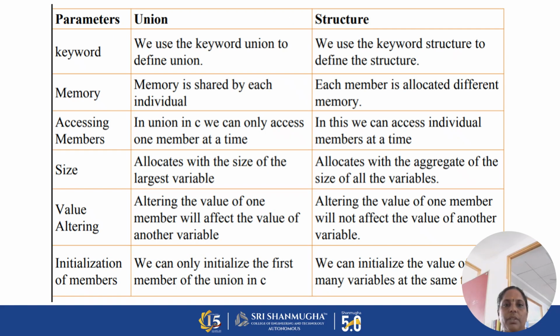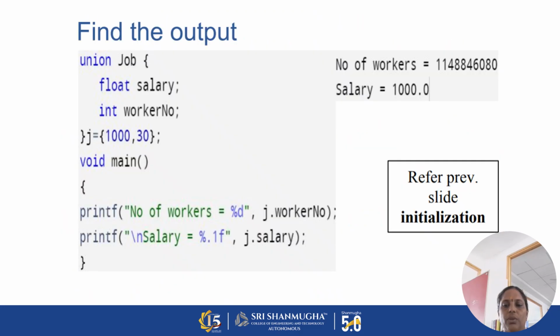So the difference between union and structure: for a union we use the keyword union, for a structure we use struct. In union, memory location is shared. In structure we use different memory locations. In union, only the current member will be active, only one member at a time. In structure, all the members will be active at a time.